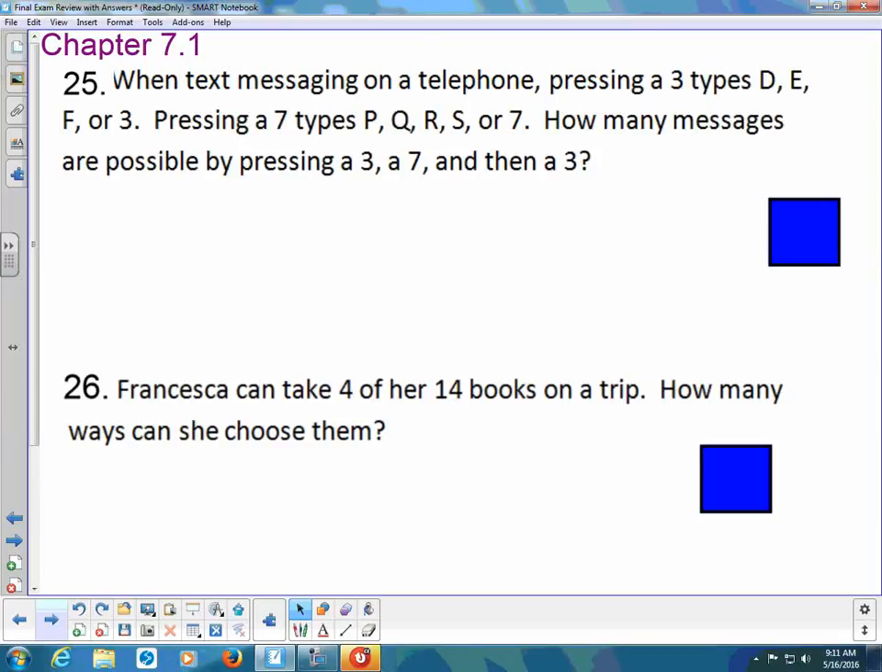Chapter 7, the dreaded 7-1 that we didn't like because we couldn't decide if order mattered or not. And that was probably the toughest part from that chapter. So, in number 25, let's take a look at this one.